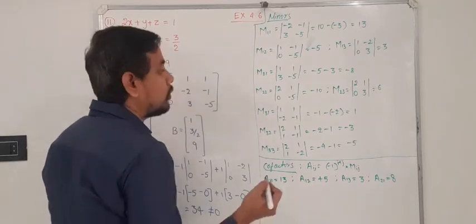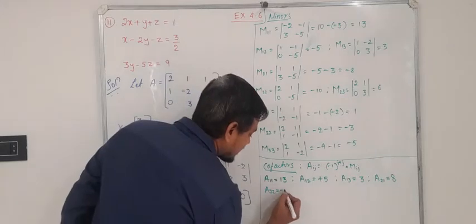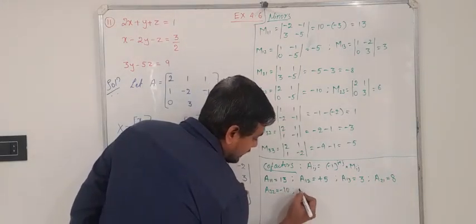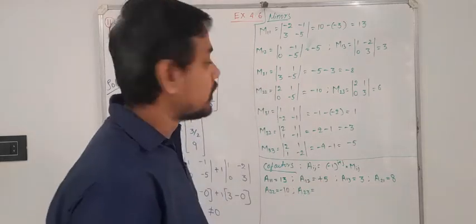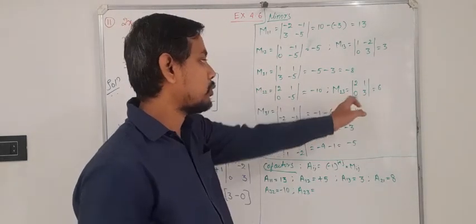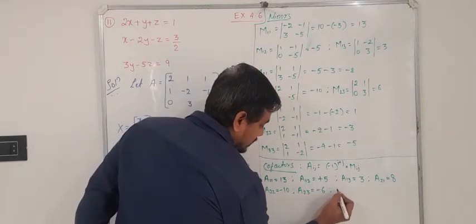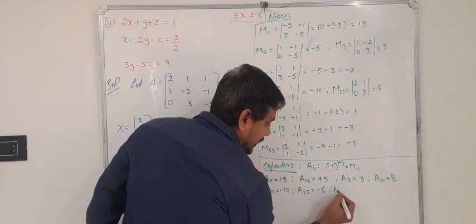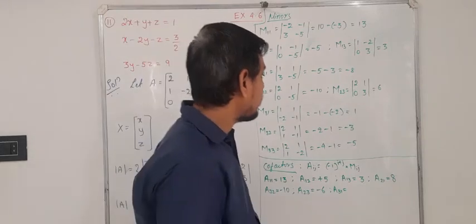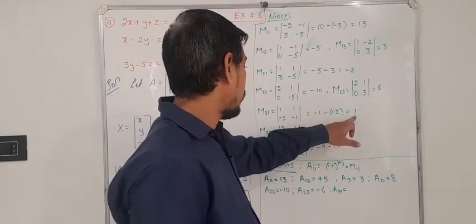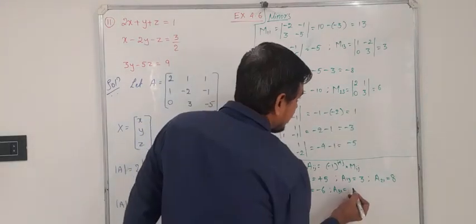A22. So A22 is how much? Minus 10. 2 plus 2 is even. So minus 10, it will be as it is, minus 10. A23. 2 plus 3 is odd. So M23 is 6. So A23 will be minus 6. A31. Okay. So A31 is how much? 1. 3 plus 1 is 4, which is even, so it will be as it is.